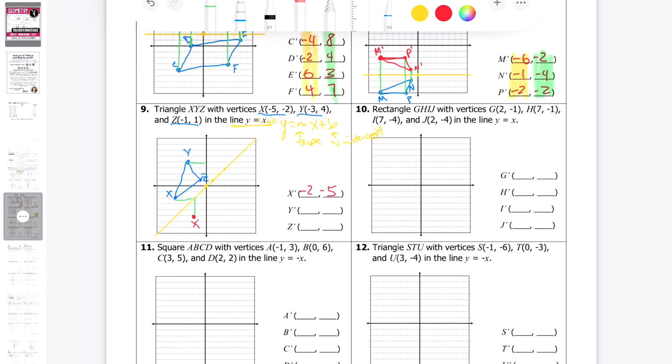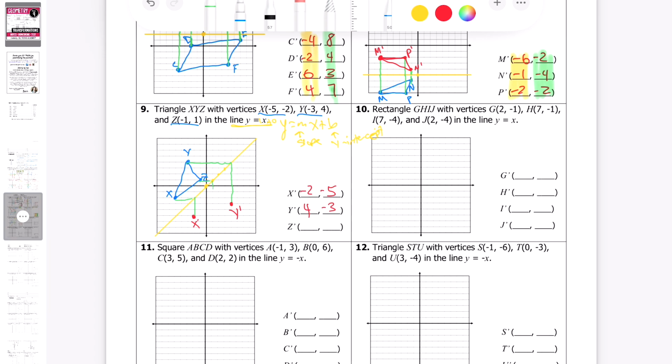All right, now let's go with y. So y is 1, 2, 3, 4, 5, 6, 7 away. So I'm going to go 1, 2, 3, 4, 5, 6, 7. So there's my y prime. And with this one, it's 1, 2, 3, 4 to the right and down 1, 2, 3. So it's +4, -3.